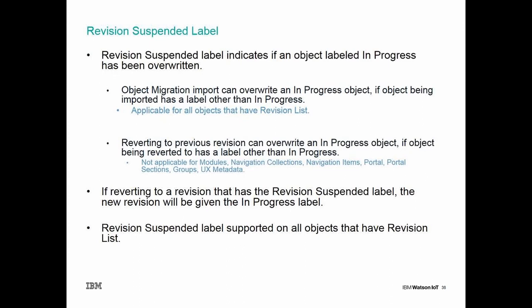The revision suspended label. This is a new label in TRIRIGA Application Platform 3.5.3, which indicates if an in-progress object has been overwritten by either the object migration import process or the object revert process. An object migration import can overwrite an in-progress object if the object being imported has a label other than in-progress. And reverting to previous revisions can overwrite an in-progress object if the object being reverted to has a label other than in progress.